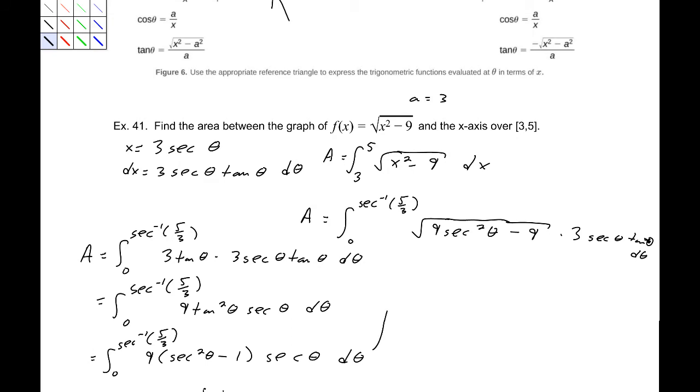Okay, so bringing that up here. Integral from 0 to inverse secant 5/3. Okay, that'll be a 9 secant cubed minus 9 secant theta d theta.